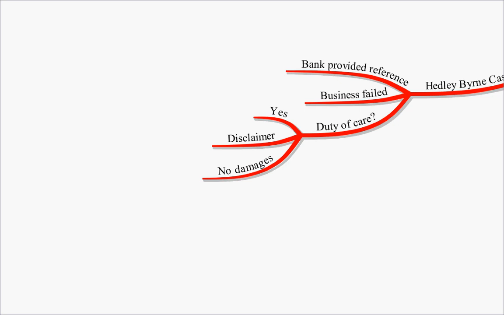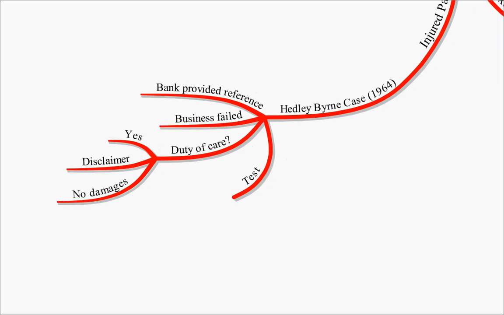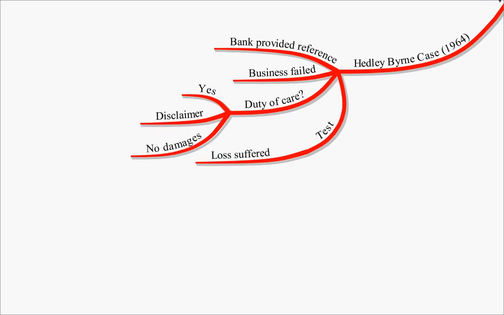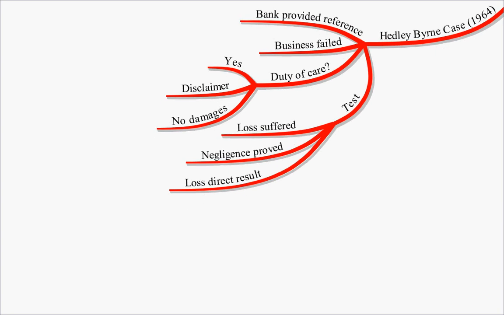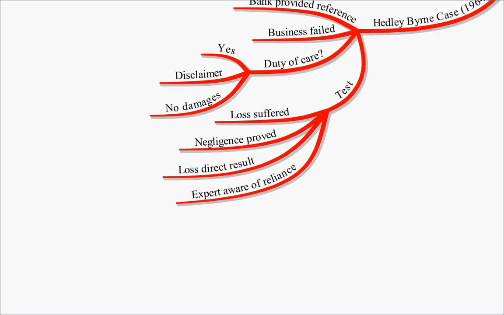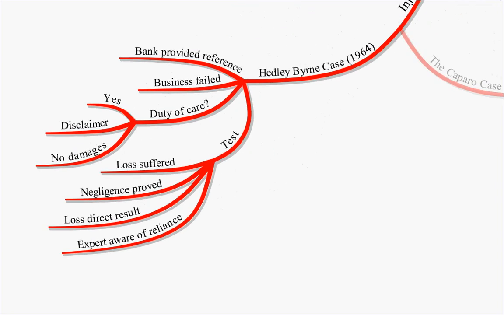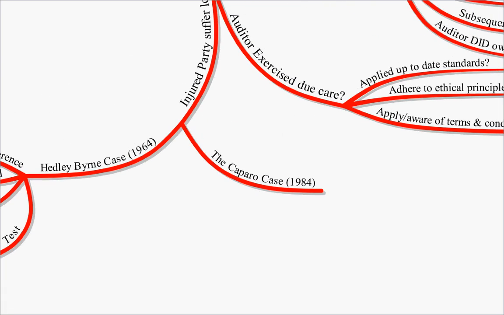pay the damages. The test set out in this case was that, was the loss suffered? Was negligence proved? Was the loss a direct result? And was the expert aware of reliance on their opinion? If these were all answered yes, well then there was a duty of care. On then to the Caparo case.